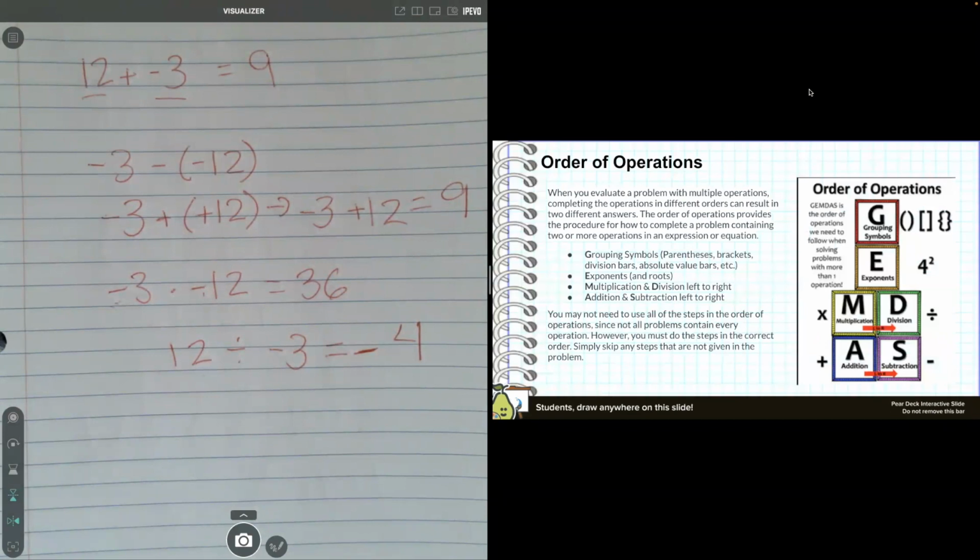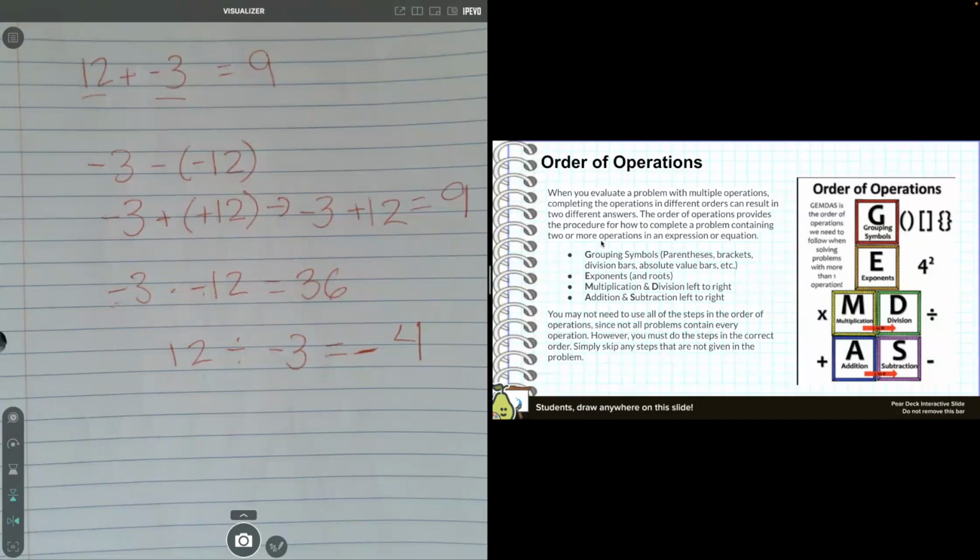So the new content for today would be order of operations. When we evaluate problems with multiple operations, we have to complete the operations it involves in order, or else we're going to get very different answers.